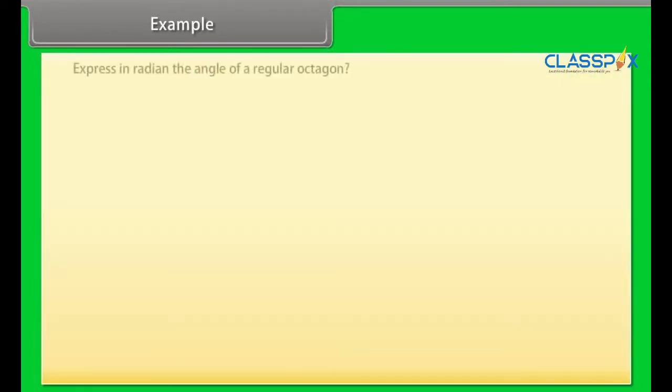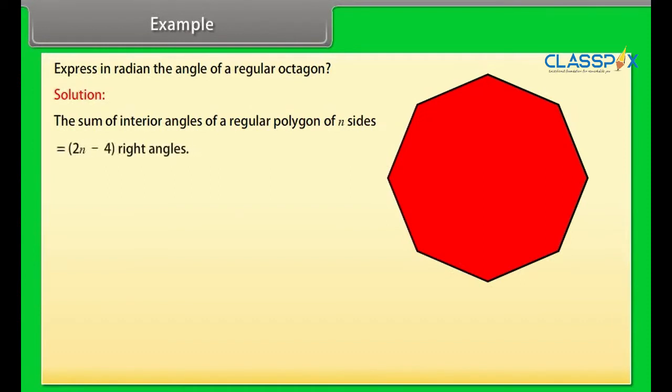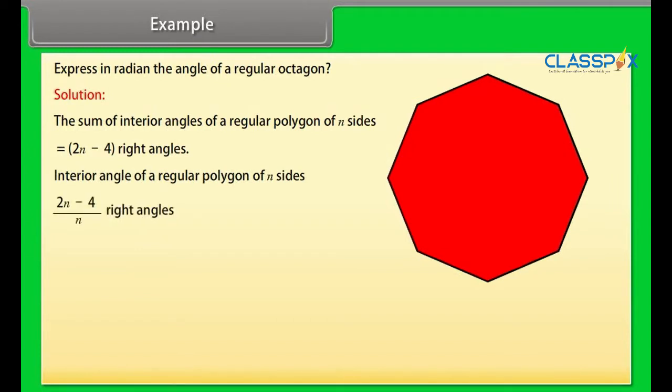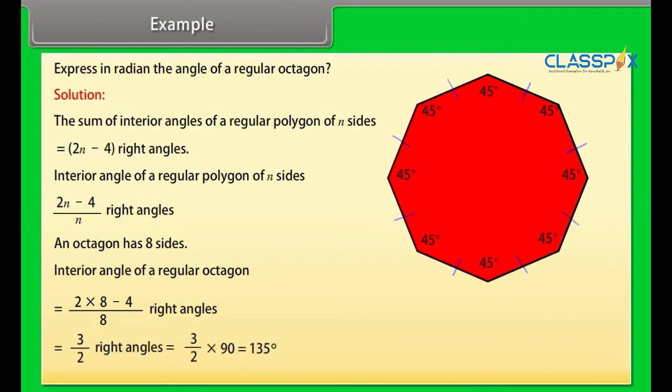Example. Express in radian the angle of a regular octagon. Solution. The sum of interior angles of a regular polygon of n sides is equal to 2n minus 4 right angles. Interior angle of a regular polygon of n sides is (2n minus 4) by n right angles. An octagon has 8 sides. Interior angle of a regular octagon is equal to (2 into 8 minus 4) whole upon 8 right angles. 3 by 2 right angles is equal to 3 by 2 into 90 is equal to 135 degree.